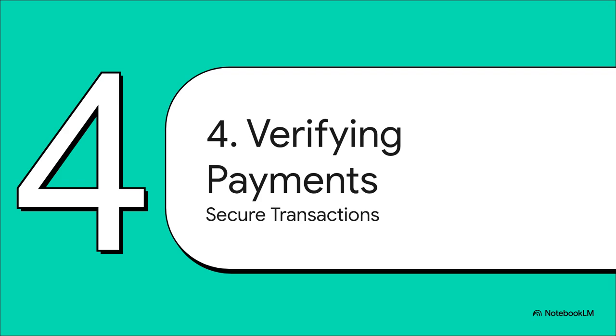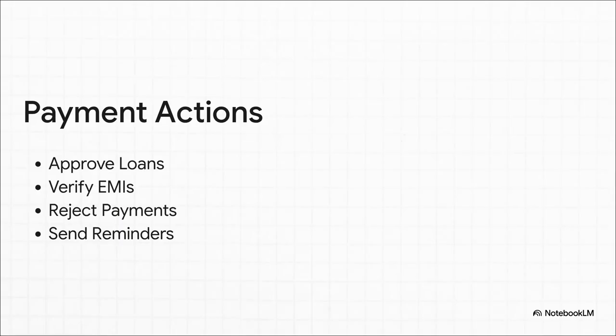Section 4. Verifying every single payment. See, tracking is great, but trust requires verification. The app acts like an impartial middleman, allowing you to take specific actions on literally every transaction. This ensures your books are perfectly balanced between you and the borrower. You're not just logging numbers here, you're actively managing a living ledger.